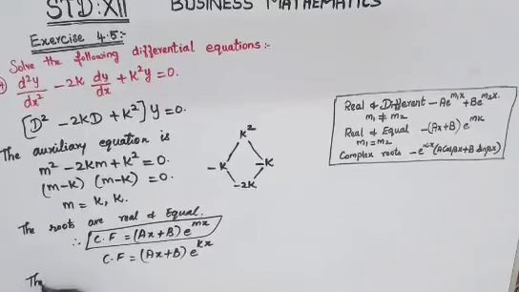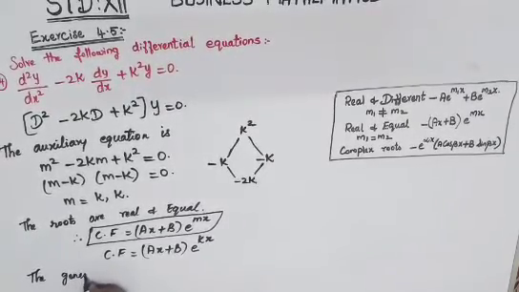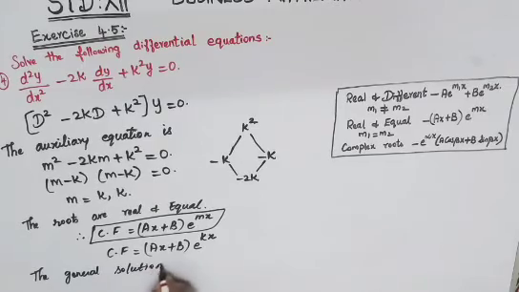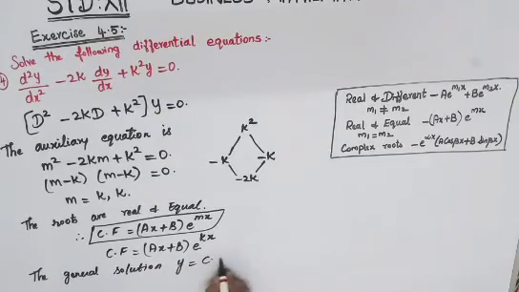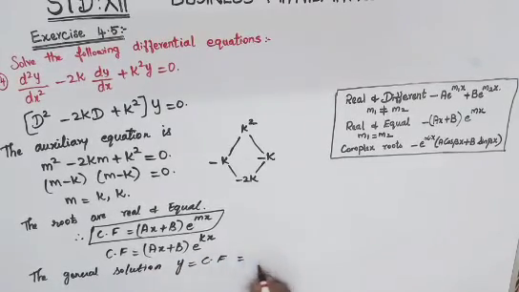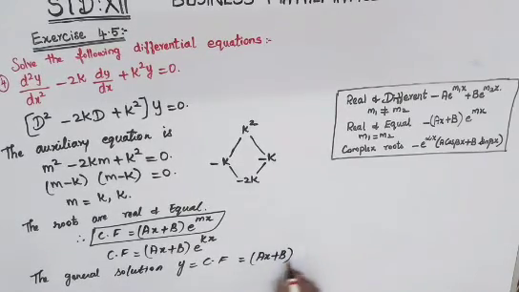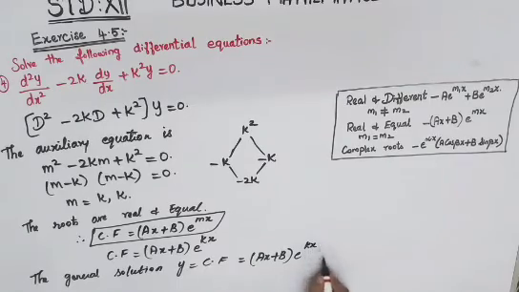Therefore the general solution is y is equal to CF, that is equal to ax plus b into e power kx. So this is the answer for your fourth question.